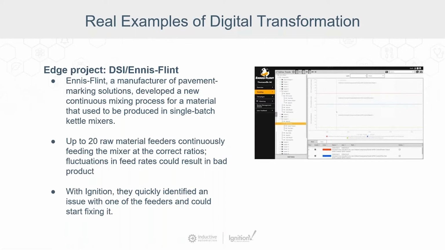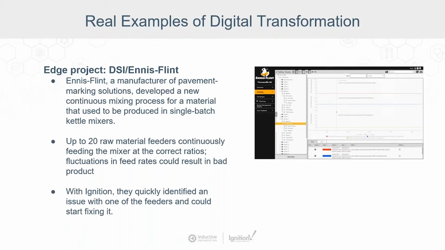Ennis-Flint had developed a new continuous mixing process for a material that is produced in single batch kettle mixers. For this batch, they use up to 20 different raw material feeders to continuously feed the mixer at the correct ratios. So any fluctuations in this feed rate or any of the feed rates could result in a bad product. This presented a few challenges for them. How do they assist their operators with running a process with so many variables? How do they monitor those mixers to avoid fluctuations? All that kind of stuff.